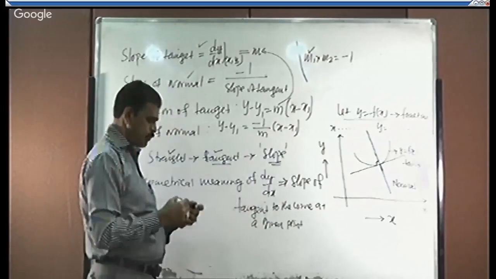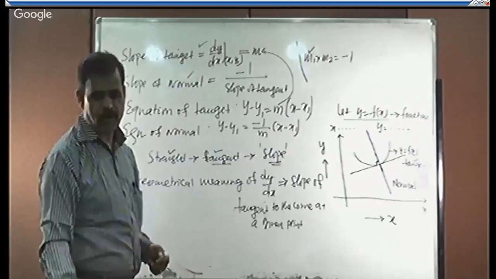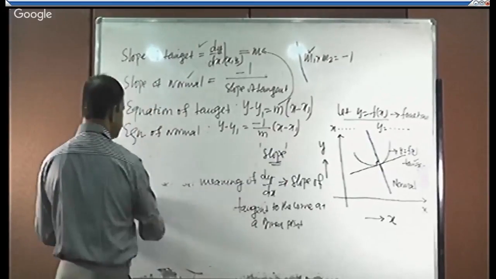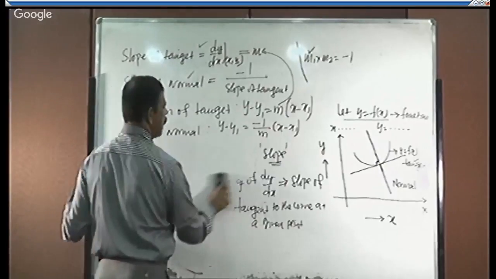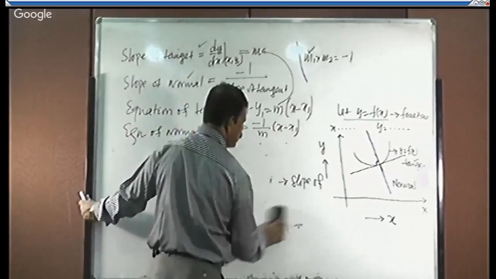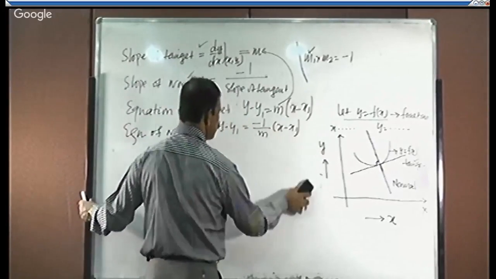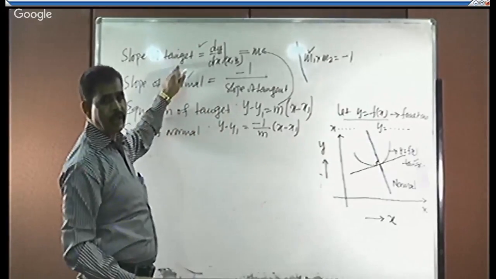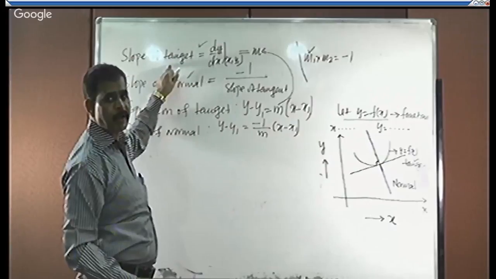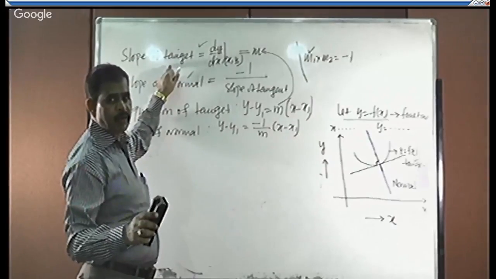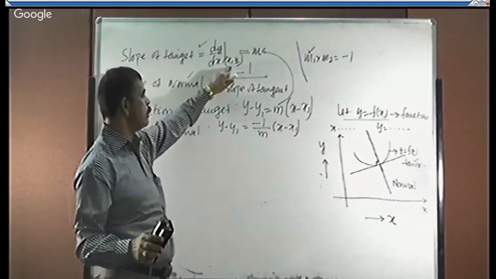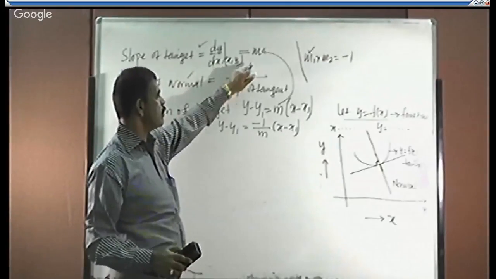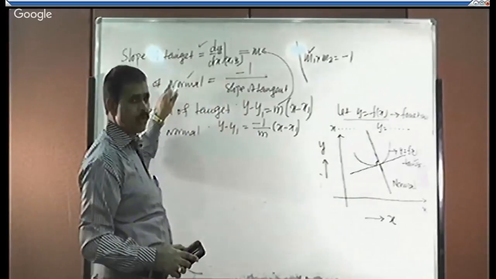So these four points are very important. How to get the slope of tangent? Just differentiate the given function and put the point in that derivative. You will get the slope of tangent. Just differentiate the given function and substitute the point. Minus 1 divided by the slope of tangent is the slope of normal.